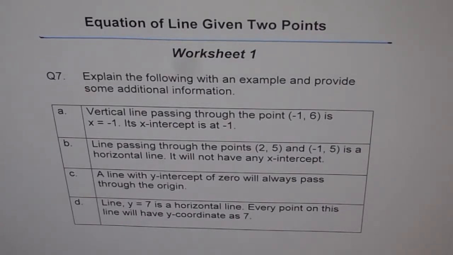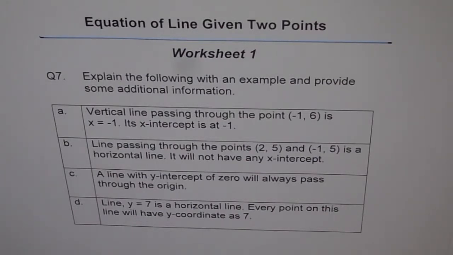Part D. Line y equals to 7 is a horizontal line. Every point on this line will have y-coordinate of 7. Well, you saw this in part B also. Horizontal line is the one where the y-coordinates are same. So this is also a horizontal line. So give me some more information about the horizontal line which you have learned, correct? That's all about this worksheet.